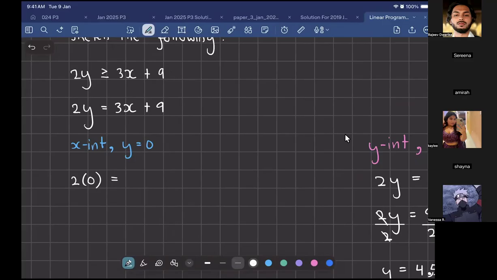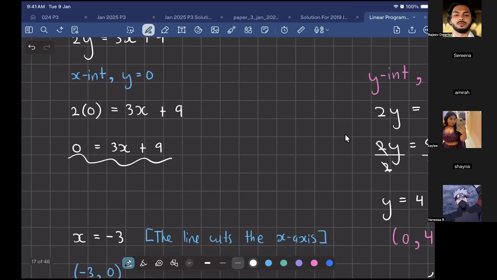Equals 3x plus 9. Right. What is 2 by 0? 0. Right? And that's going to be equal to 3x plus 9. Okay, what is our unknown here? X. X is the unknown, right?